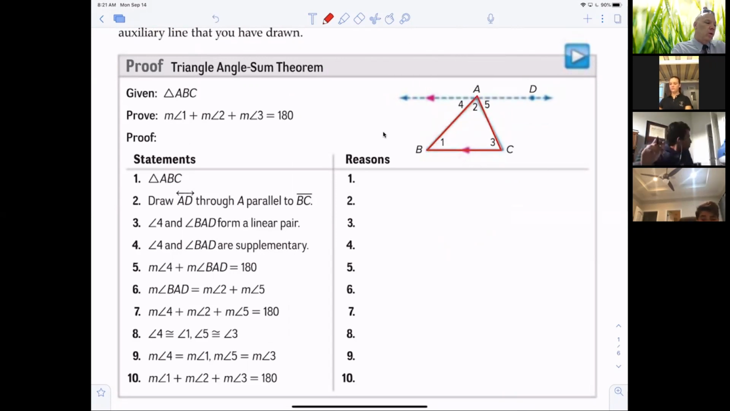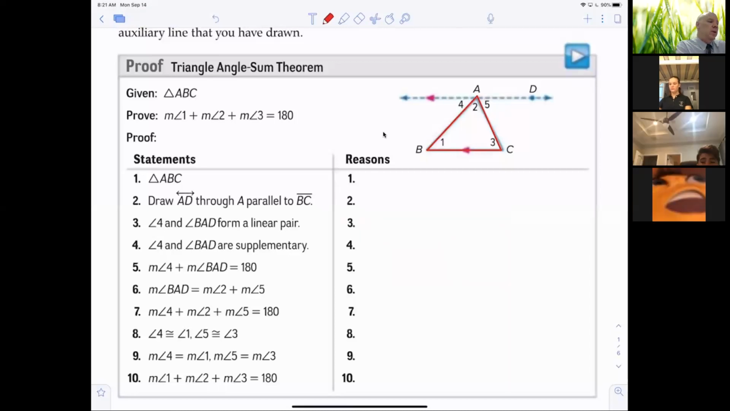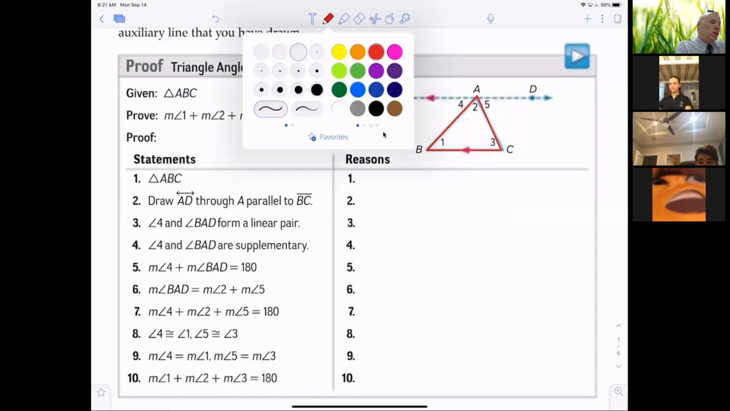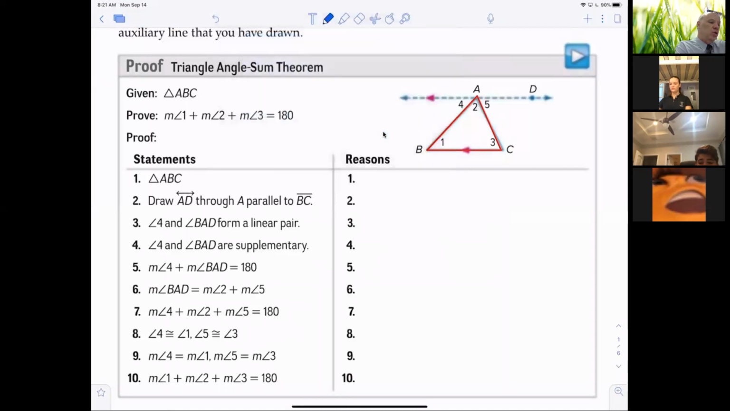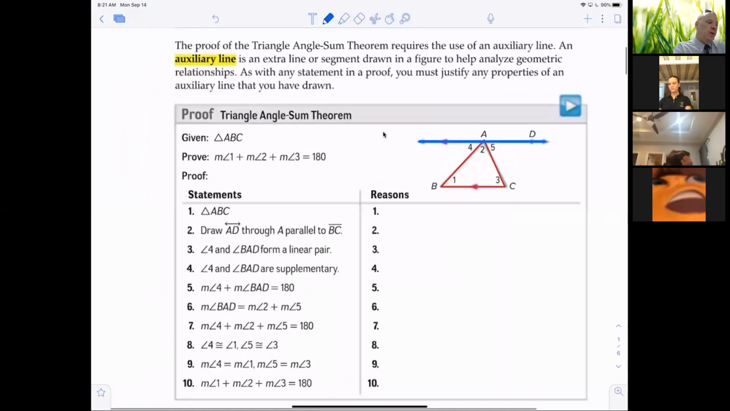In order to prove this theorem, they said, I have to draw an auxiliary line. An auxiliary line is just a line that helps you prove something. Up here it says the proof of the triangle sum theorem requires the use of an auxiliary line. An auxiliary line is an extra line or segment drawn in the figure to help analyze the geometric relationships. As with any statement in a proof, you must justify any properties of an auxiliary line.